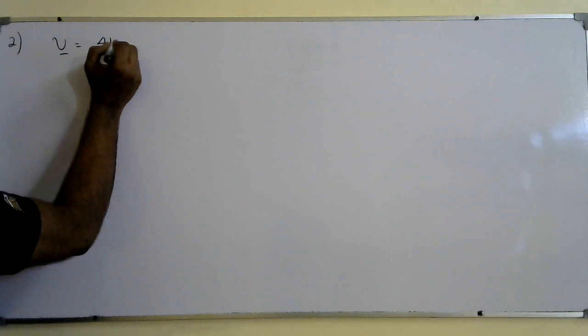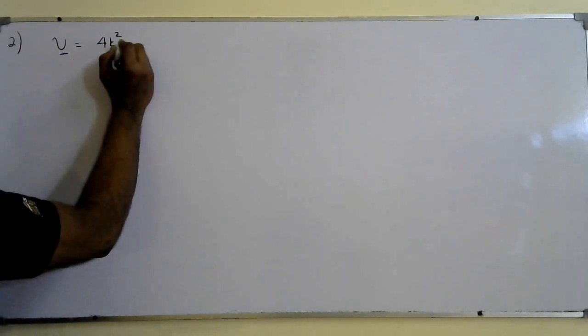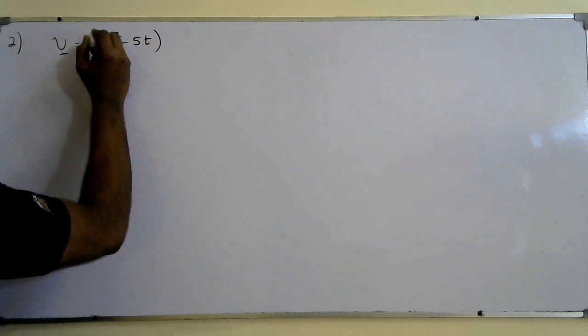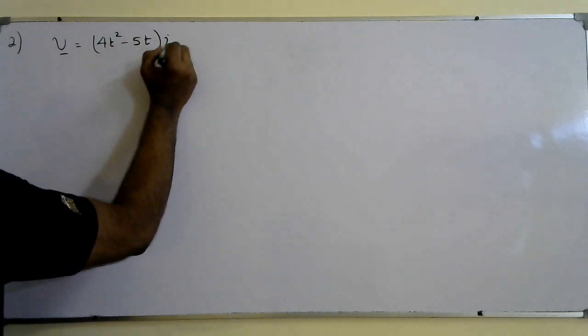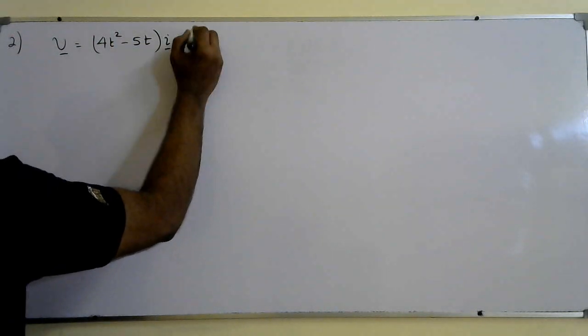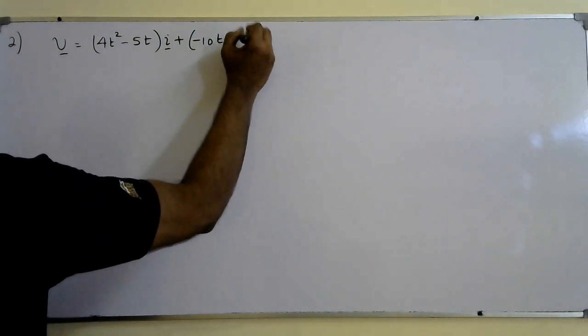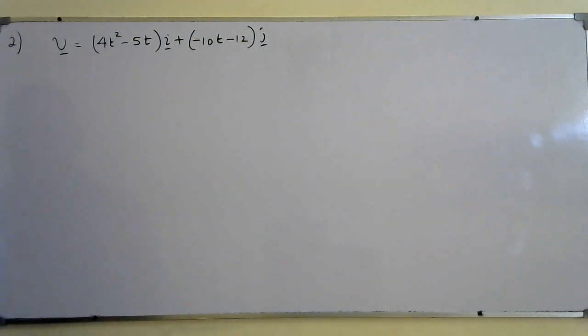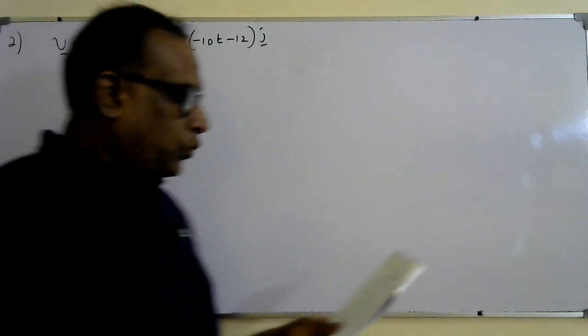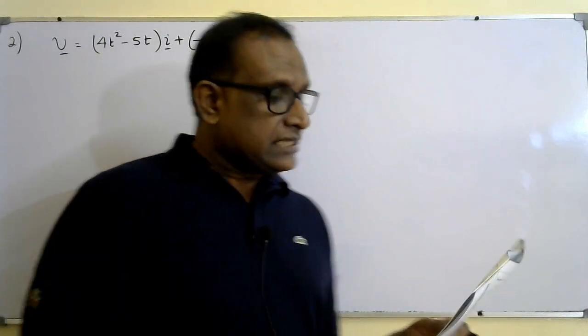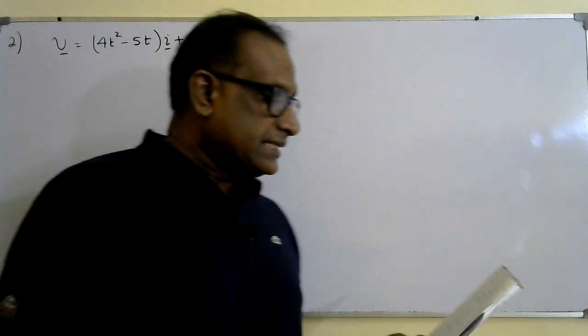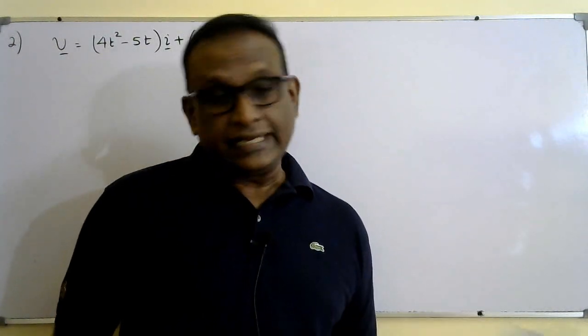The velocity vector is (4t squared minus 5t)i plus (minus 10t minus 12)j. When t equals 0, the position vector is given as 2i plus 6j. Find the position vector when t equals 2.